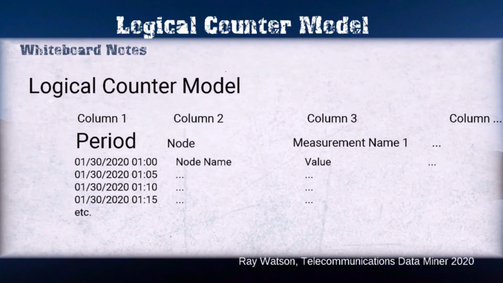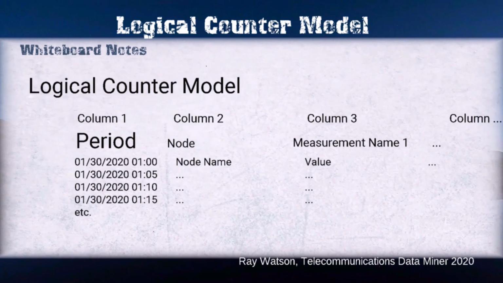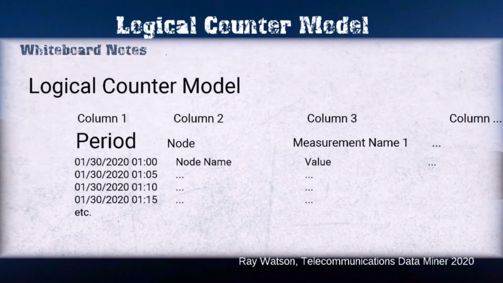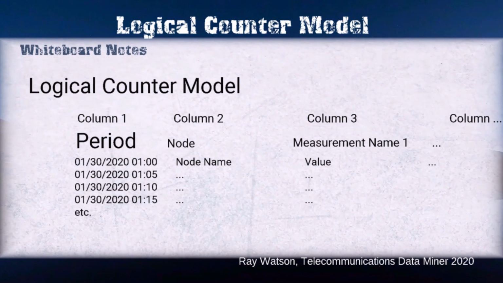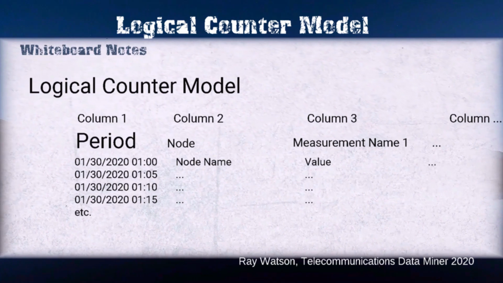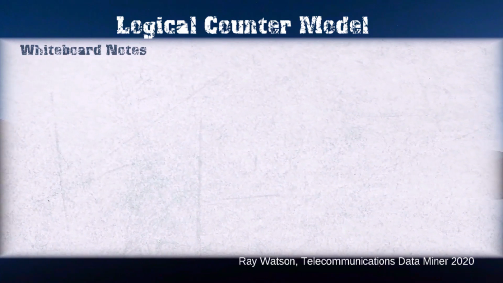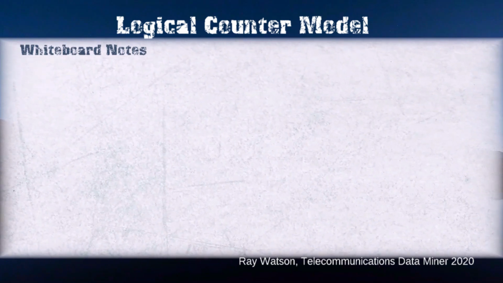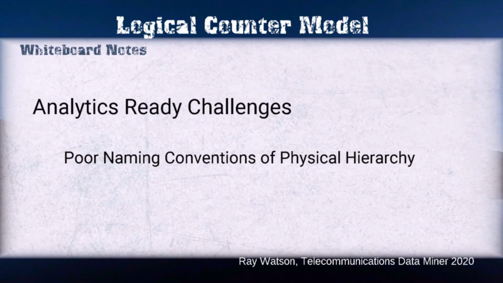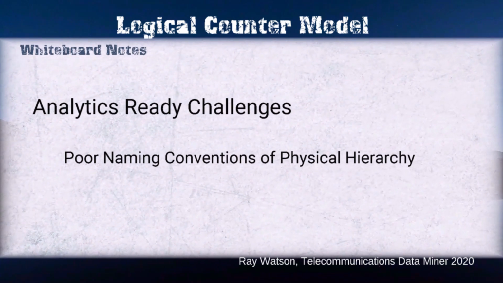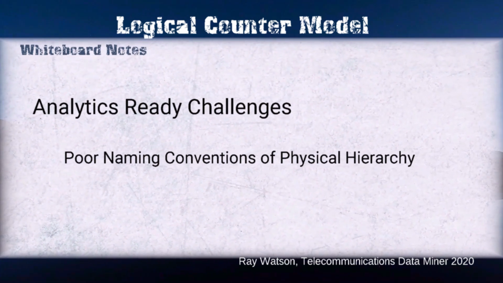It is not good enough for every cell of the analytics database to be populated. The information populated in the cells must be analytics ready. One common issue that can cause information in the analytics database to not be analytics ready is the challenge of poor naming conventions for nodes, connections, peers, destinations, etc.